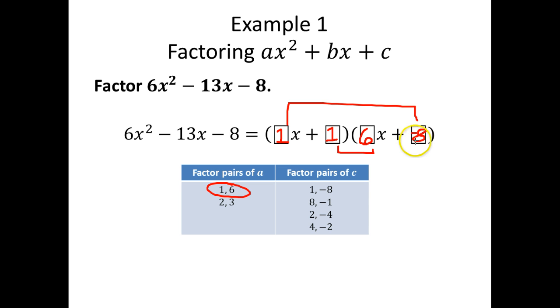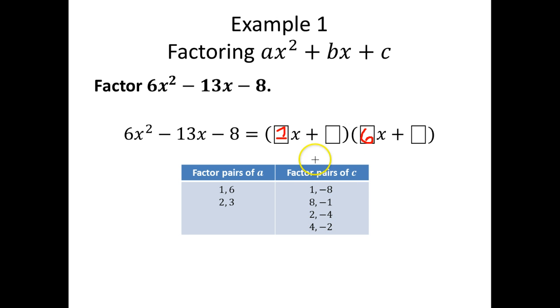So I have 1x times -8, that gives me -8x. And I have 1 times 6x, which is 6x. So notice when I add these two things together, I end up getting -8x plus 6x, which is -2x. So this does not look like it's going to work. Okay, so let's try some other things here. Let's keep the 1 and the 6 here, and let's try something different.